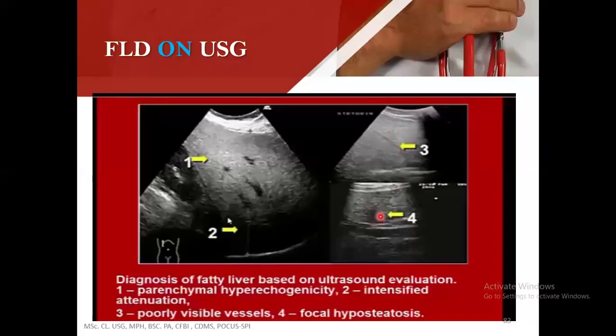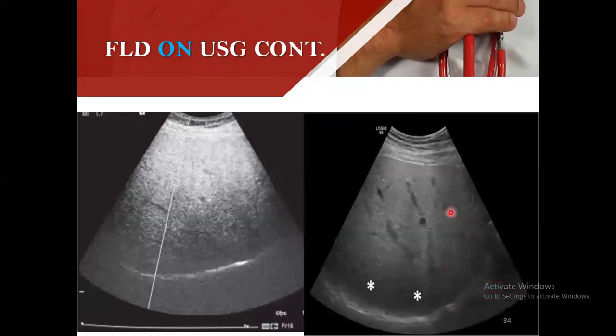Then focal hypo steatosis. Have you seen the black kind of the fat? The fat itself is not black, but on ultrasound, the fat can be seen like this also. We call it focal hypo steatosis, meaning the fat is forming something like a nodule, something like a focal mass, which can be picked up like this. We call it focal hypo steatosis. So these are the various stages of fatty liver.